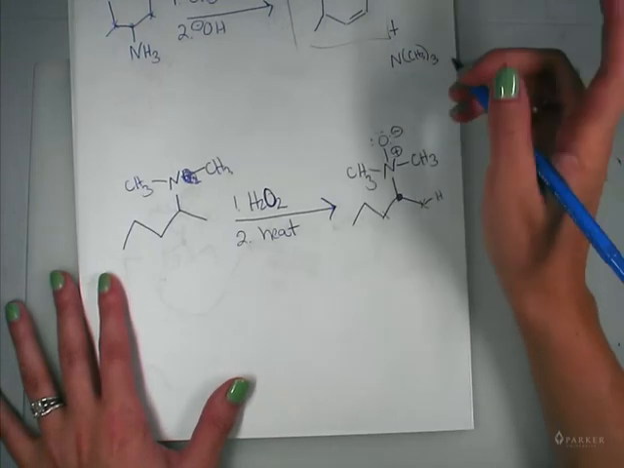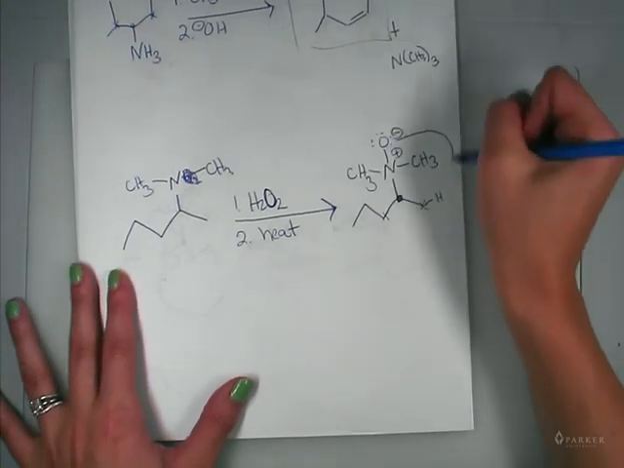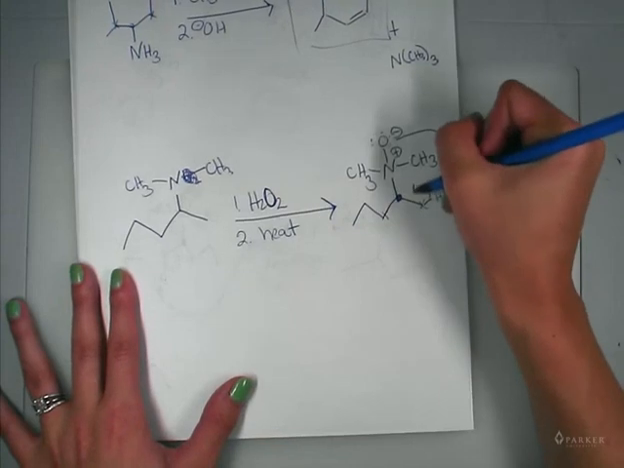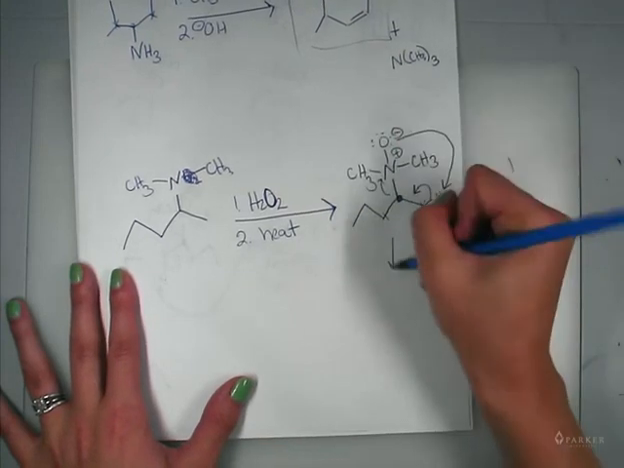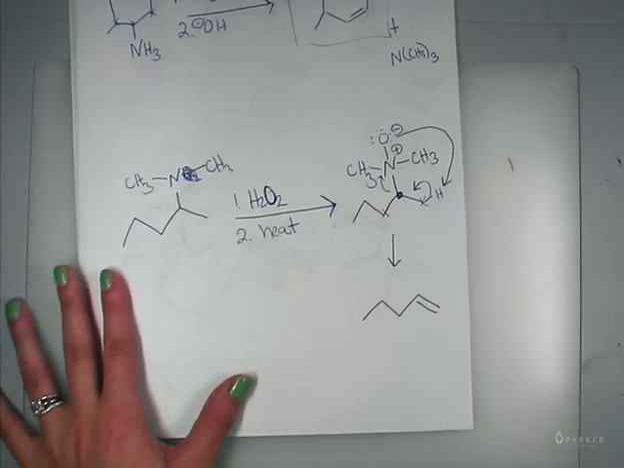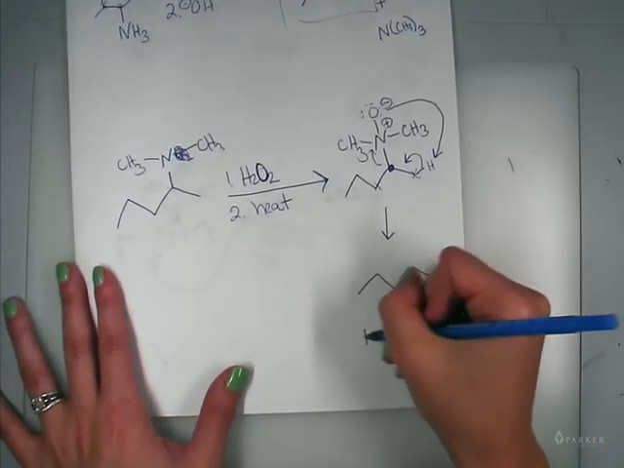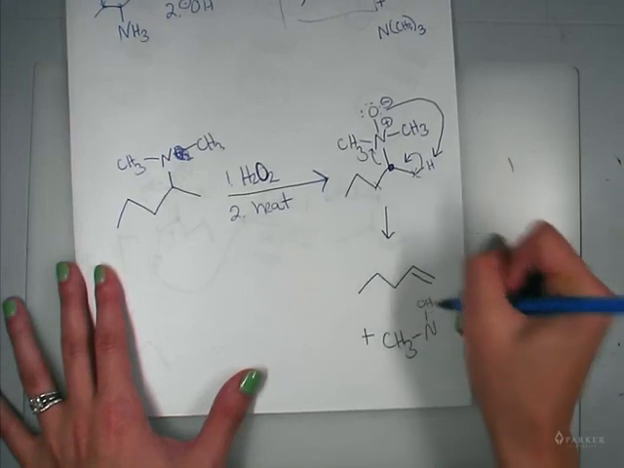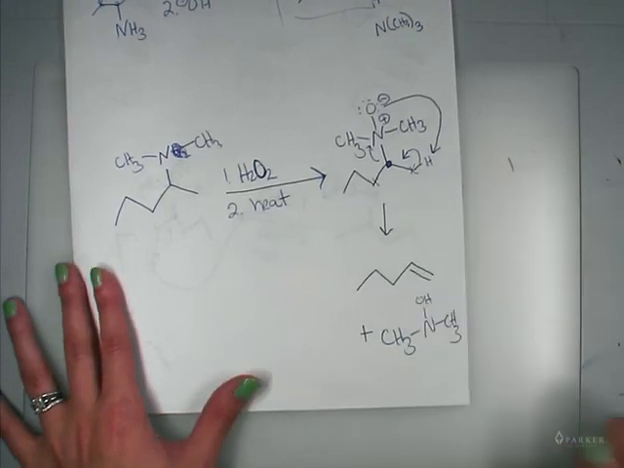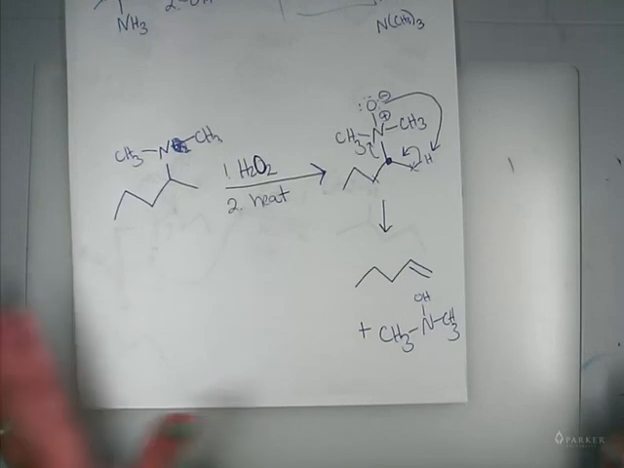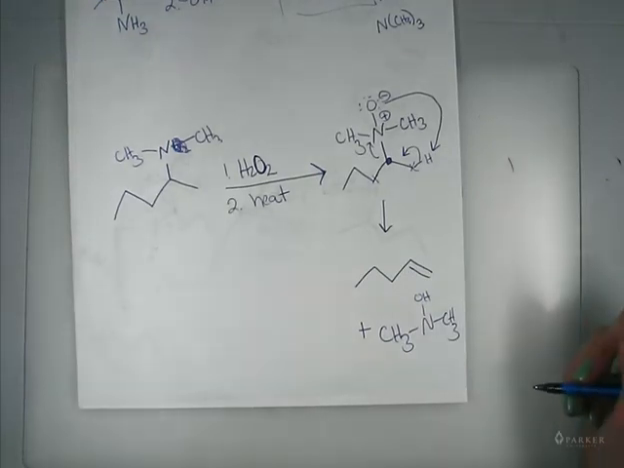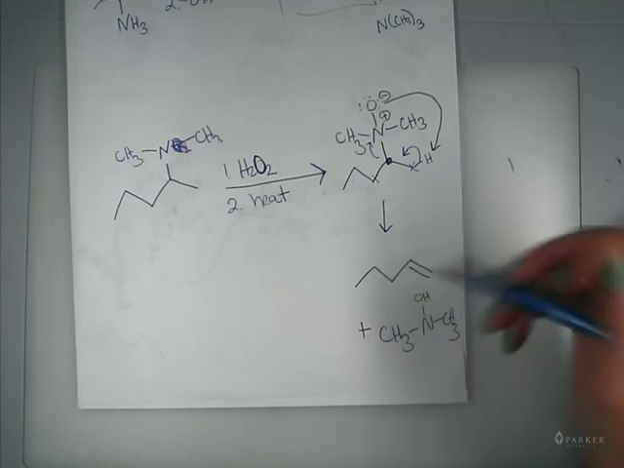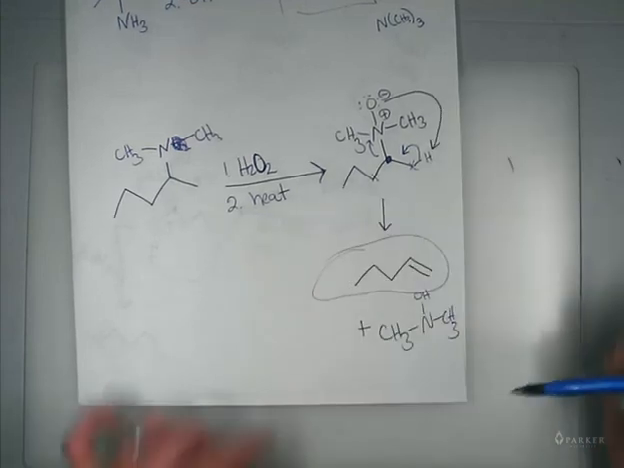Both of them, both the Hofmann and the Cope, will go to the least substituted. So I get my elimination there, and then my nitrogen, I can do it like this. You get this. This is an oxamine. But this is the main product I'm looking for right here.